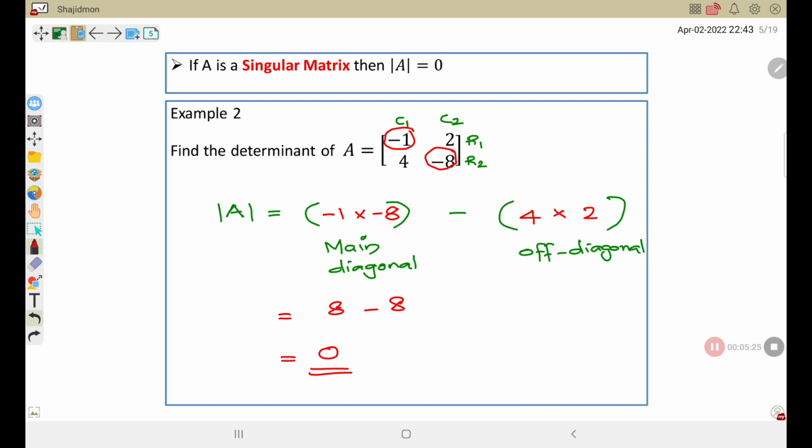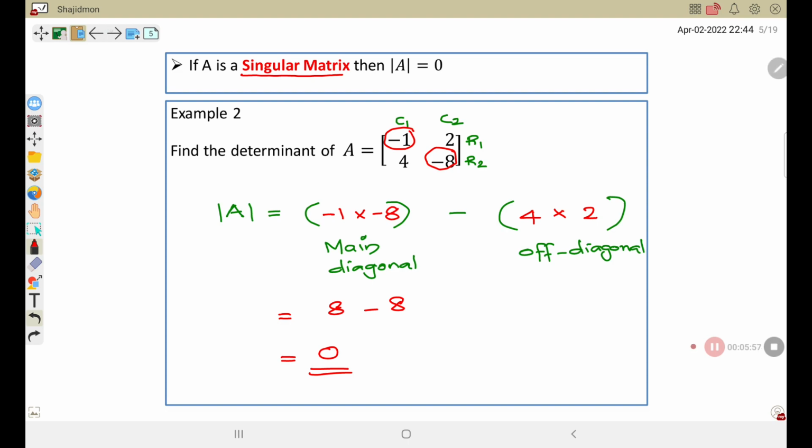Here we have one small note. If determinant of A equals 0, that matrix we call a singular matrix. That means if a matrix is singular, then the determinant value is always equal to 0. So this matrix in this example, A equal to minus 1, 2, 4 and minus 8, this 2 by 2 matrix is a singular matrix because the determinant value is equal to 0 here. I hope that is clear, correct?